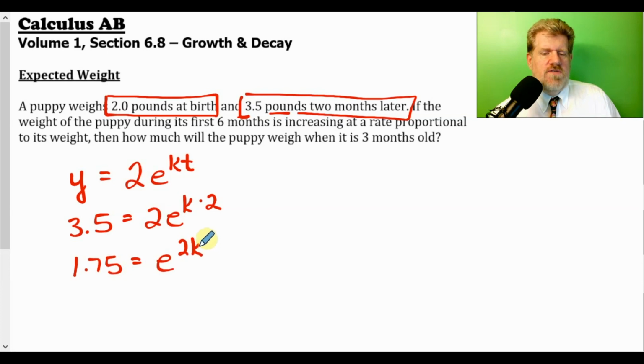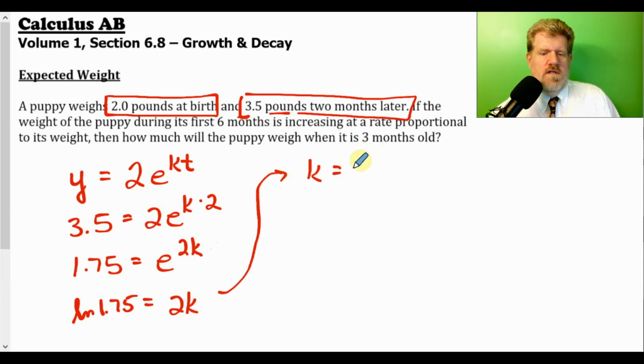And the inverse of e would be natural log. So we'll just take the natural log of both sides, and then divide by 2, so that my k value is, I'm going to use a decimal this time. We could say natural log 1.75 over 2, or we could estimate it. Sometimes it's nice to see the k value because, first of all, the k value is positive, so you know the puppy is increasing, and the k value is 0.279.